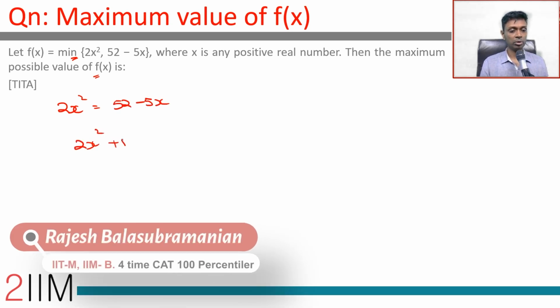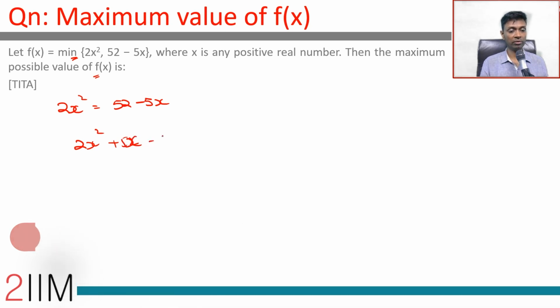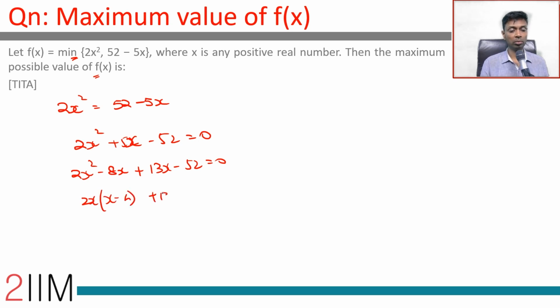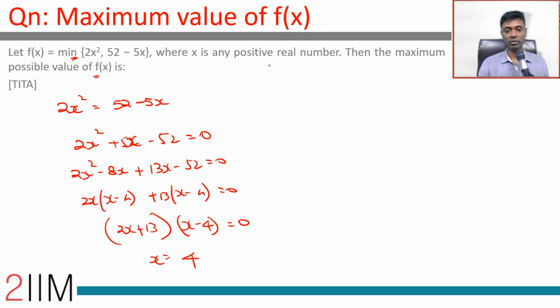2x square plus 5x minus 52 is 0. 2 into 52 is 104. So 2x square minus 8x plus 13x minus 52 is 0. 2x into (x minus 4) plus 13 into (x minus 4) is 0. 2x plus 13 into (x minus 4) is 0. X is either minus 13 by 2 or x is 4. Talking about positive real number, x should be 4.